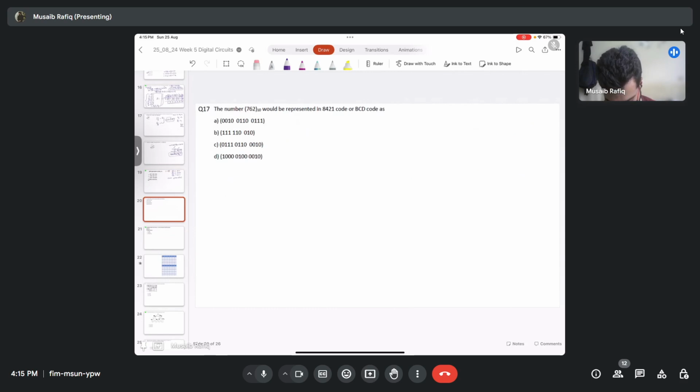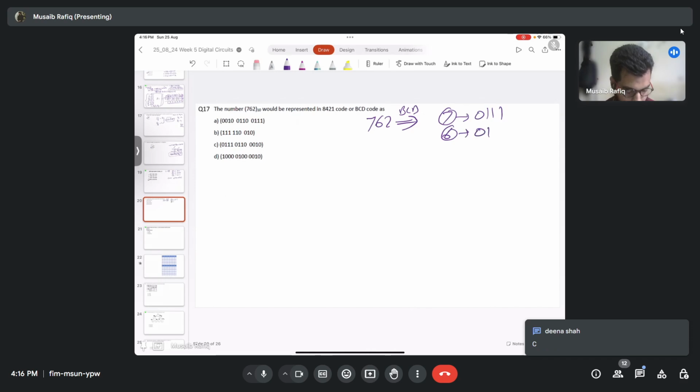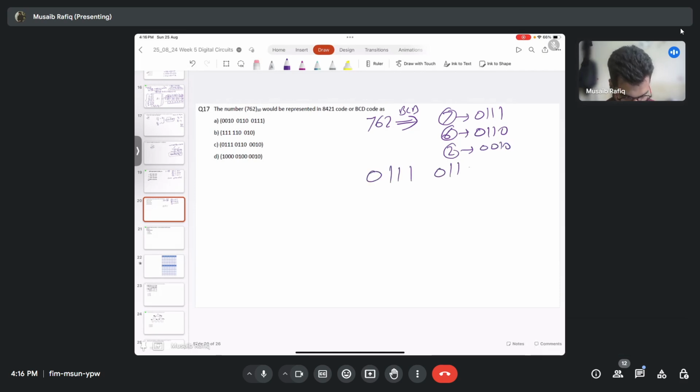And again, I have this question. The number 762 would be represented in 8421 code or BCD code as. So 762, I need to write its BCD equivalent. So let's just write for 7. 7 will be equal to 0, 1, 1, 1. 6 will be 0, 1, 1, 0. 2 will be 0, 0, 1, 0. So it will be 0, 1, 1, 1, 0, 1, 1, 0, 0, 0, 1, 0. So which is the correct option? Option C is the correct option.